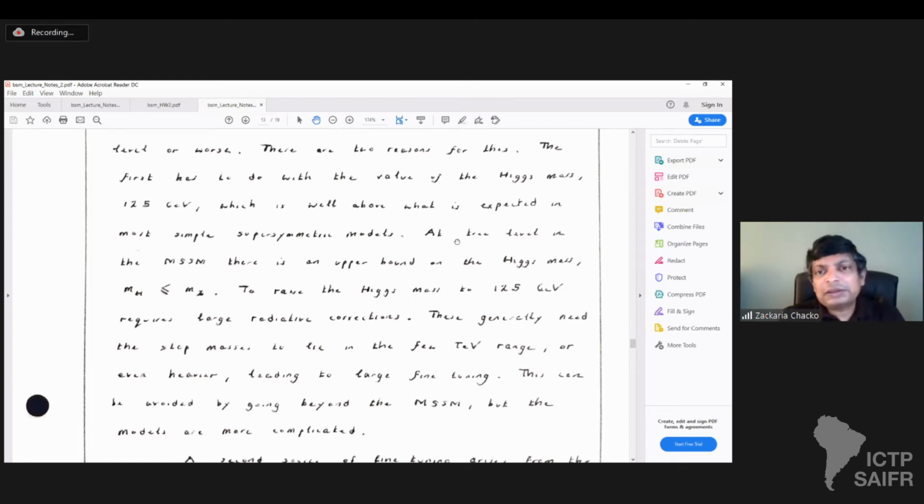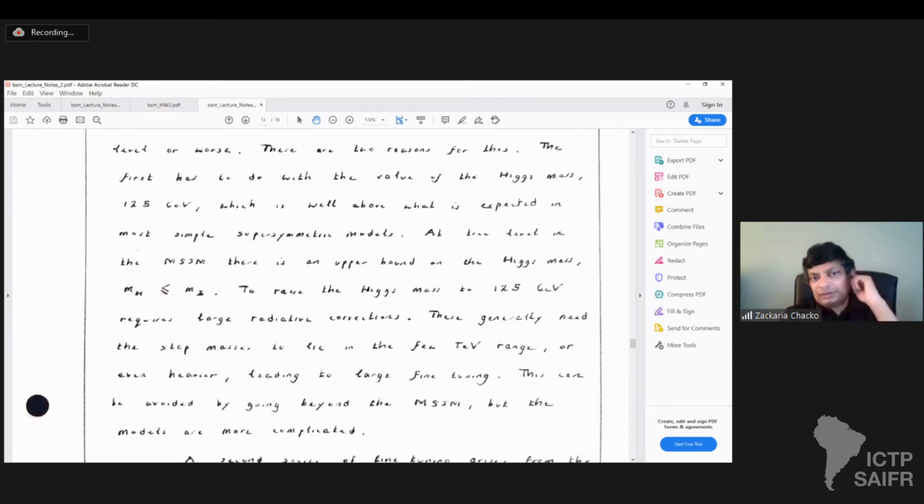At tree level in the MSSM, there's actually an upper bound on the Higgs mass. The Higgs has to be lighter than the Z. So this is a sharp prediction in the MSSM at tree level. The Higgs has to be lighter than the Z. So if you want a Higgs mass of 125 GeV, you need to put in large radiative corrections.